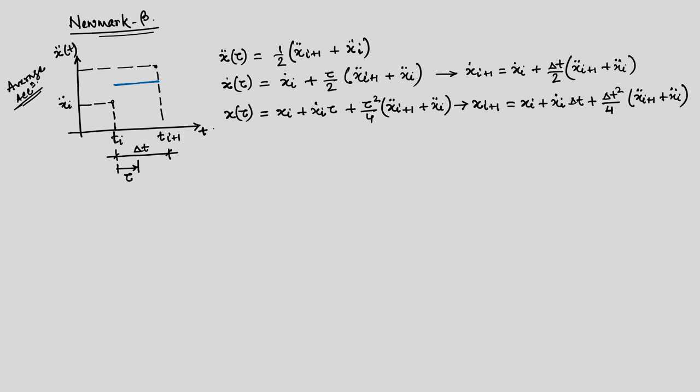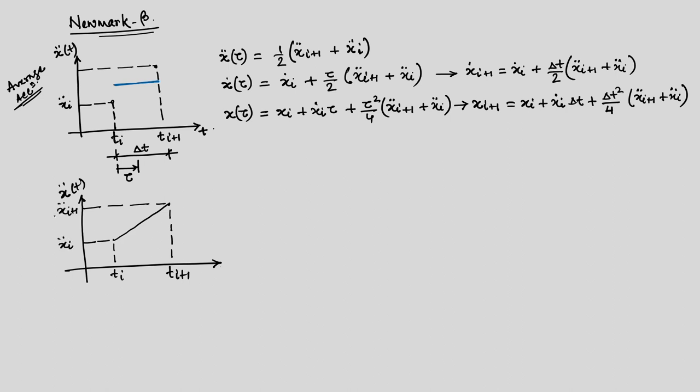Now, if we consider the linear acceleration method and find out what these expressions should be, let us do it in a minute. So, we have x double dot of t. Consider two time points, at t i and at t i plus 1, and in between them the acceleration varies linearly. So, we have x i double dot and then x i plus 1 double dot.